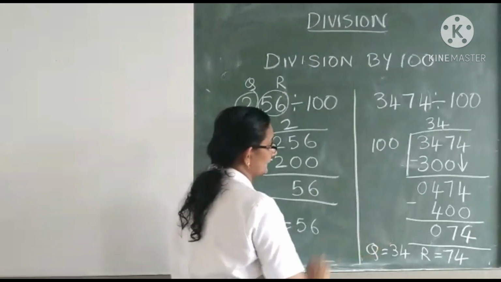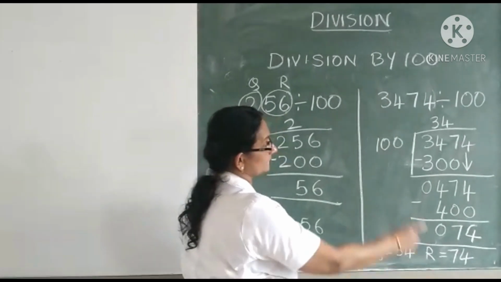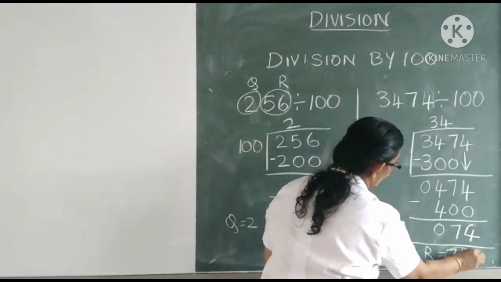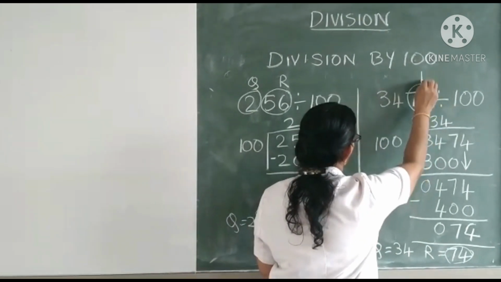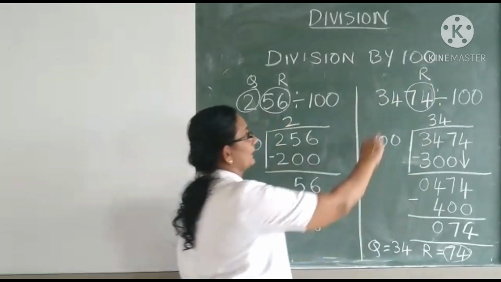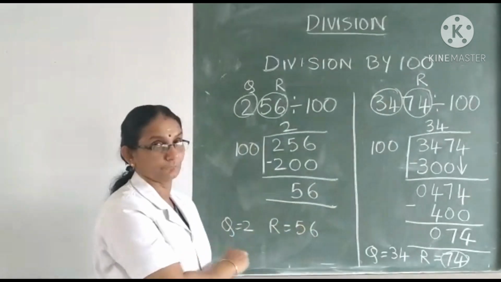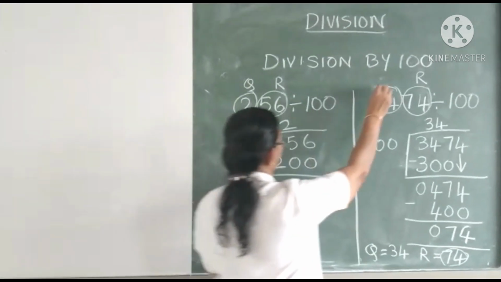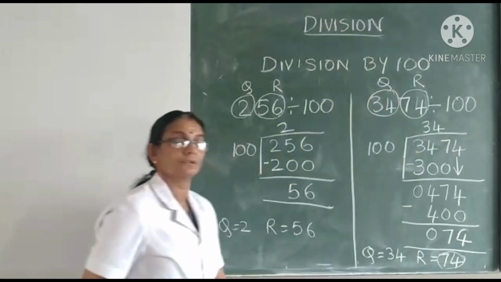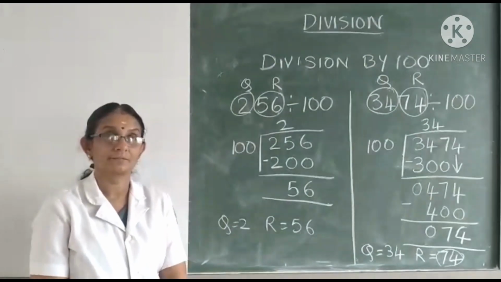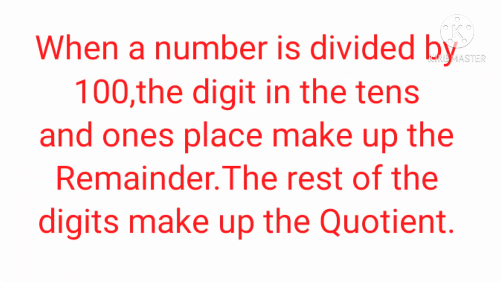Now look at the next example here. The digits in the ones and tens place, 74, are the remainder and the other digits, what are the other digits here? 3 and 4, that is 34. So they form the quotient. So what do you understand from this? That when a number is divided by 100, the digits in the tens and ones place make up the remainder. The rest of the digits make up the quotient.